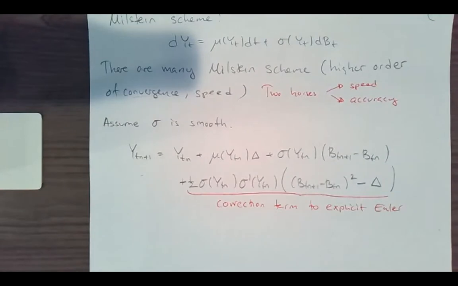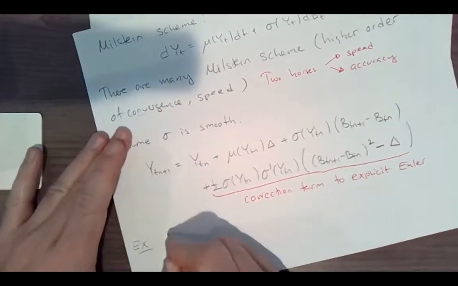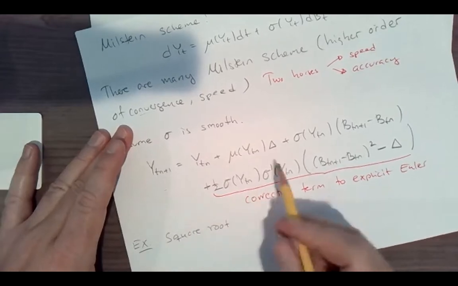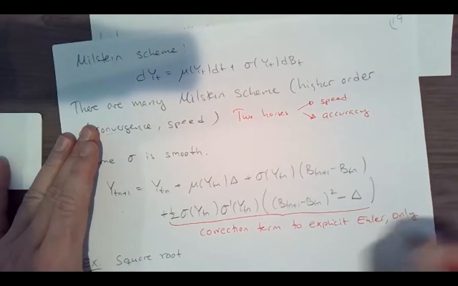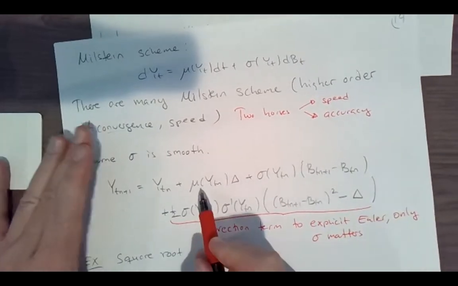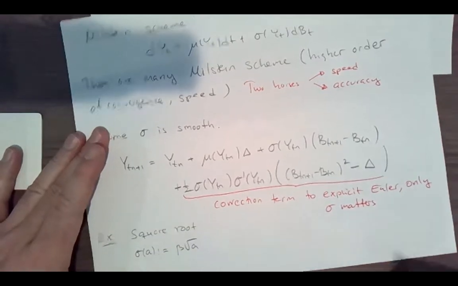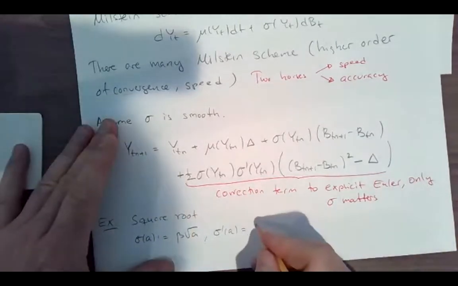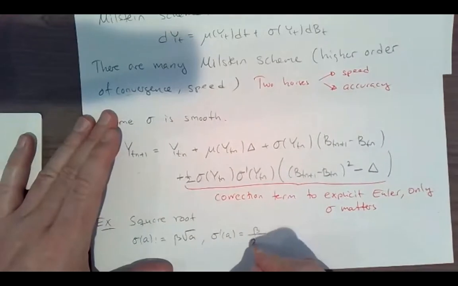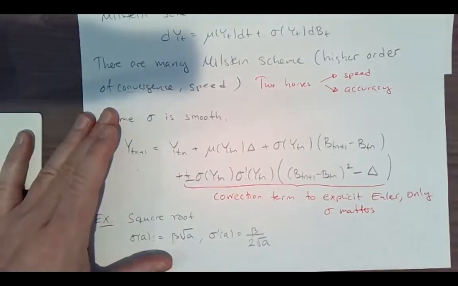And what we just saw in the code was everything applied to the case where we were looking at the square root process. You see here that the correction term only involves sigma. Only sigma matters, not mu. So if we do the square root, this is where we have sigma of a equals beta root a. And so you compute the derivative, sigma prime of a, which would be beta divided by 2 square root a. And then you combine the terms up here.